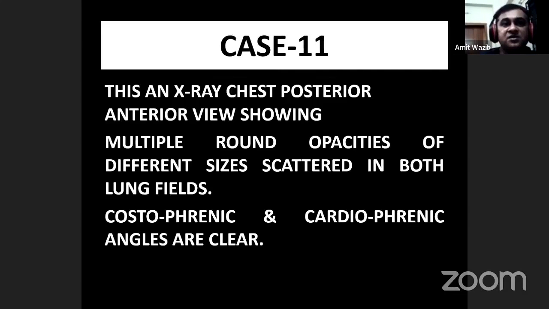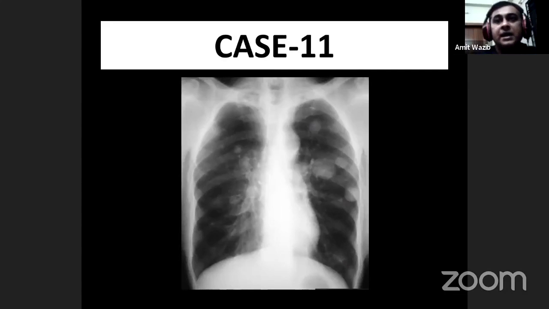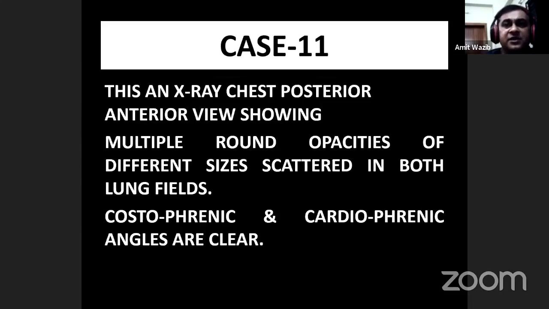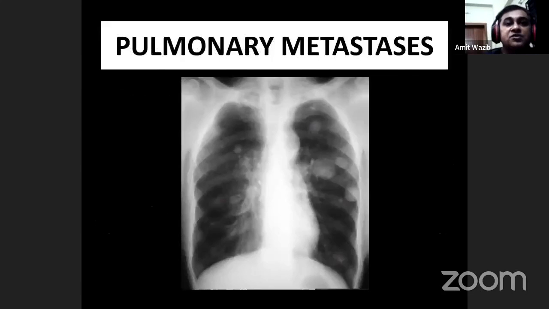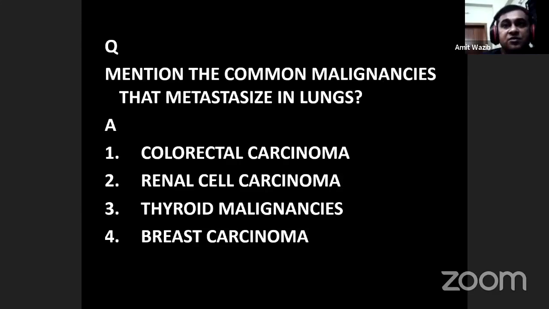So you will be asked, name a few primary tumors that commonly metastasize into lung. Any malignant tumor can metastasize into lung, but the most common ones are colorectal carcinoma, renal cell carcinoma, thyroid malignancies, and breast carcinoma. These four metastasize most in the lungs.